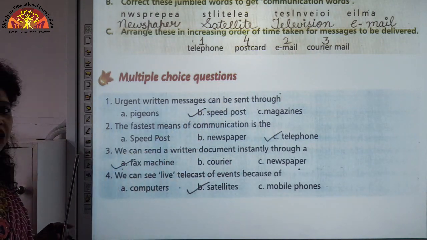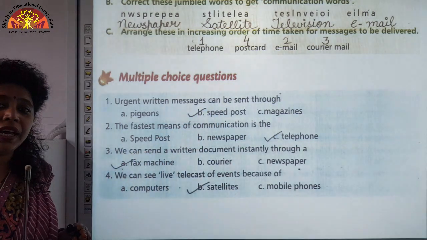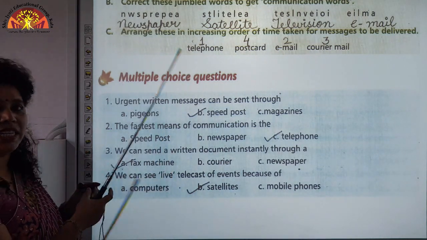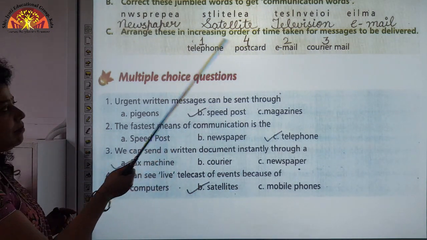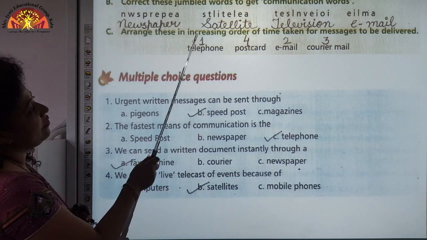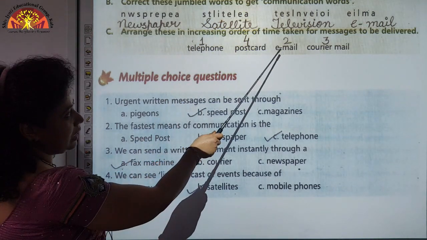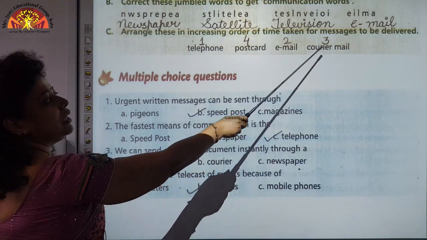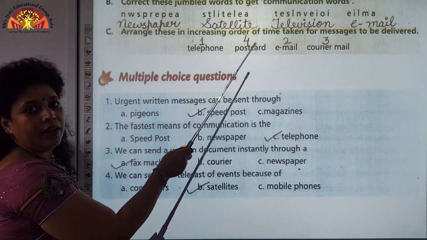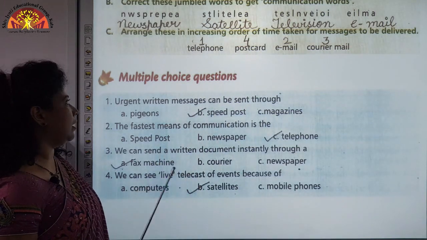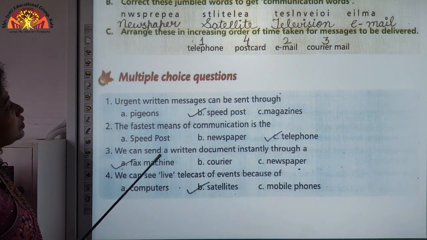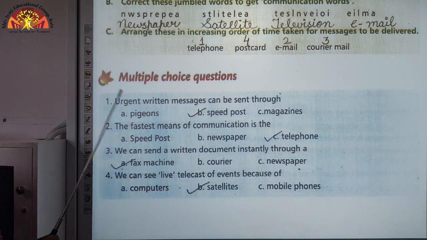Okay. So which is the fastest means of communication? It is telephone, because it takes the least time to complete message to be delivered. And which is the second here? It is email. So we will put 2 in email, and we will put 3 in courier mail, and then 4 in postcard. Now let us come to multiple choice questions, which is also in page 70.